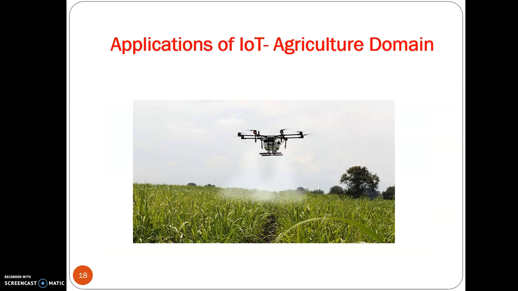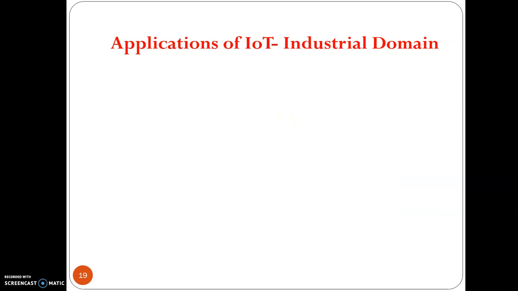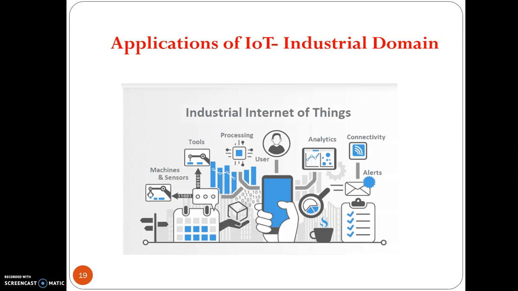One more application of IoT is the drone. The drone is used for monitoring the crop condition. The next is IoT in the industrial domain. Now, in the industrial domain, IoT can be used for monitoring the machine condition.